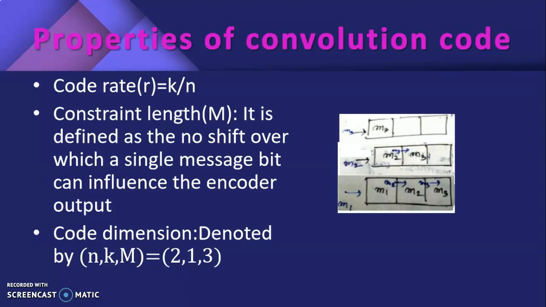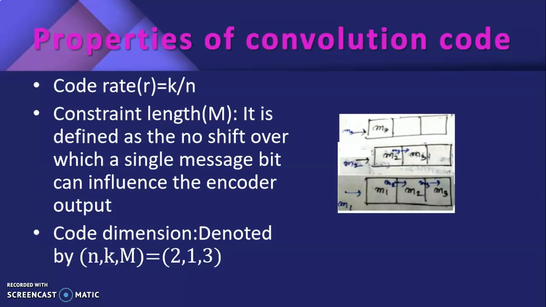In our previous example, we can see that initially there is no content in the shift register. So we can say that before starting any operation, ideally the system is taken to be reset. So the number of bits present here is 0.